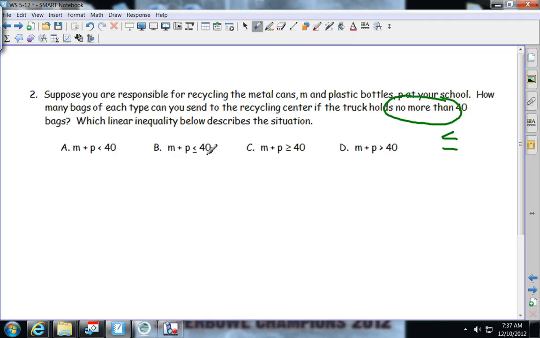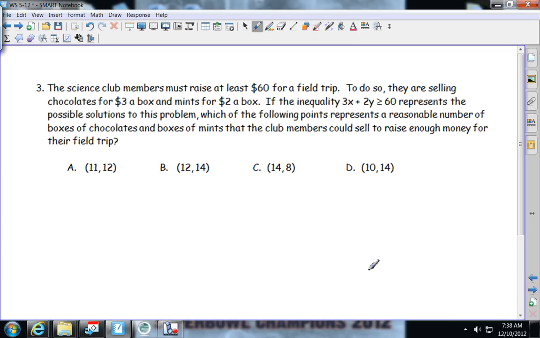All of these are the same equations. All you need to look for is this symbol. Where is the less than or equal to? Somebody said C. Who said C? B, right here, less than or equal to. Next one. Take a minute and try and do number 3, please.